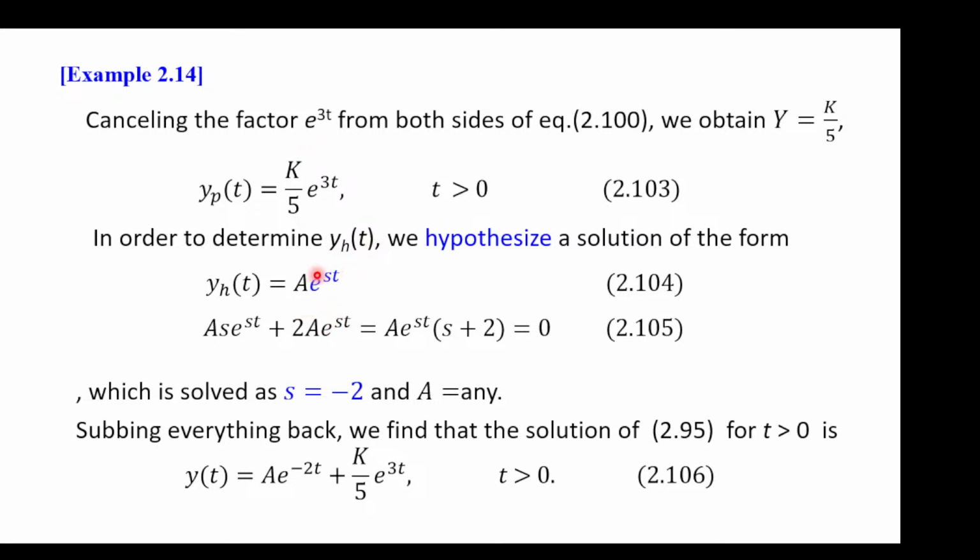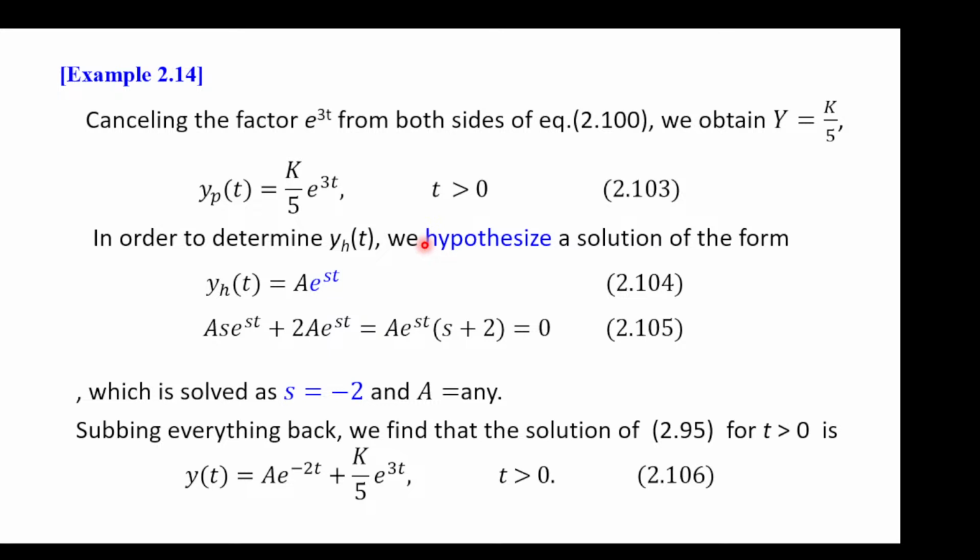But now we don't have an input, so we don't really know what coefficient we should have on the exponential. So we just have another thing to determine. We have s here, so we just say y_h of t, the homogeneous solution, is some constant a times whatever weird exponential e to the st.